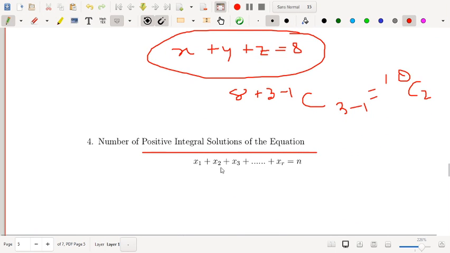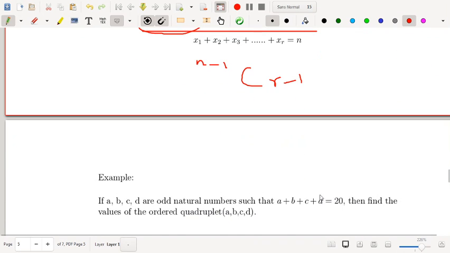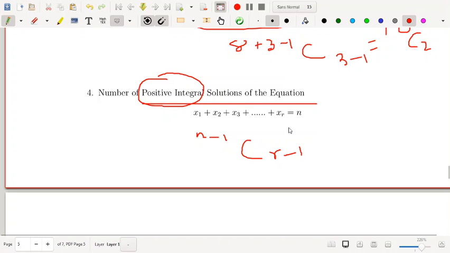Okay, let's move to the next part. Positive integral solutions of the equation x1 plus x2 plus ... plus xr equal to n. That is, distribution of n identical objects into r different boxes if empty boxes are not allowed. That is why positive integral solutions, that is n minus 1 c r minus 1. So this is how you are dealing with the problems. This is the same as the previous result, distribution of identical objects in r different boxes if empty boxes are not allowed, n minus 1 c r minus 1.